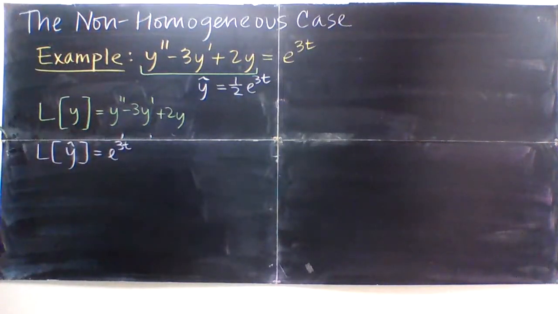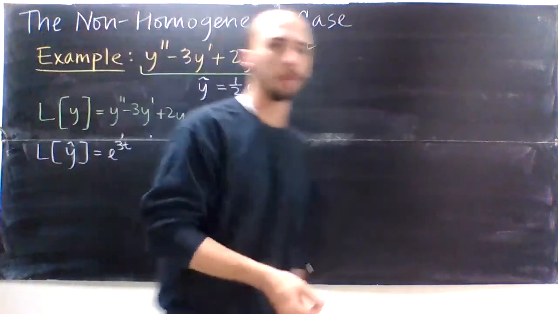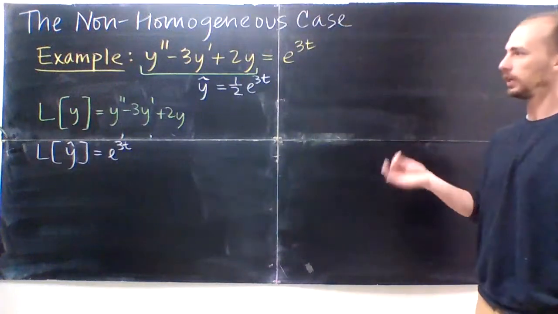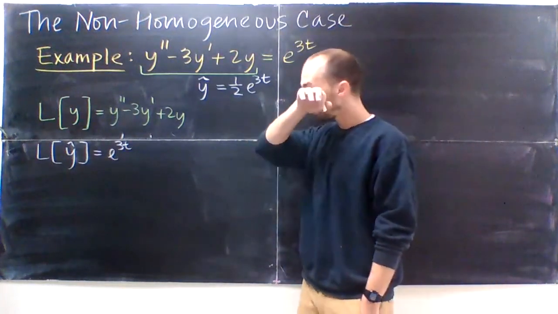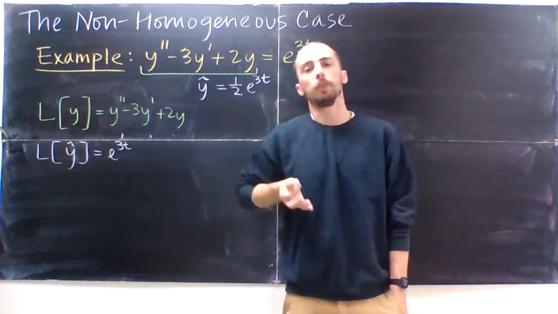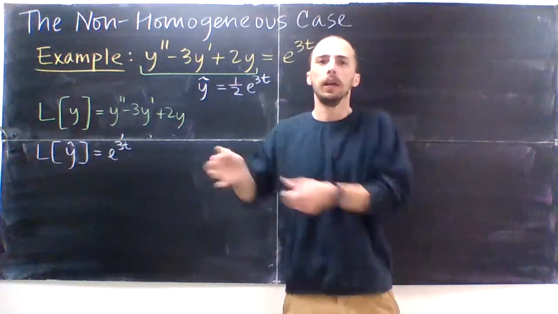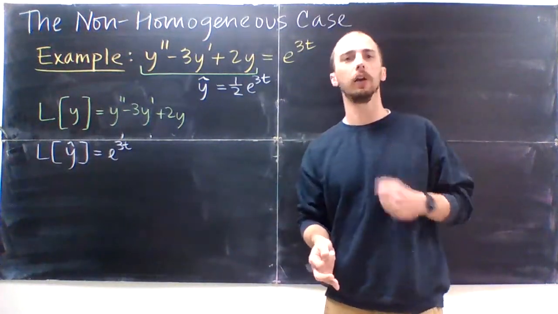Okay. And well, what you can go in and show, which is again the thing I didn't really show in the solutions to second order ODEs video, is that for two functions, say y1 and y2, L of y1 plus y2 is going to be L of y1 plus L of y2. And the reason why that's true is the linearity of the derivative.